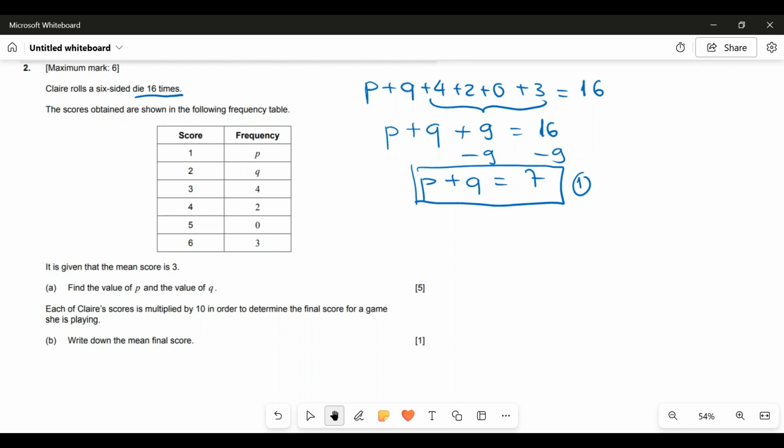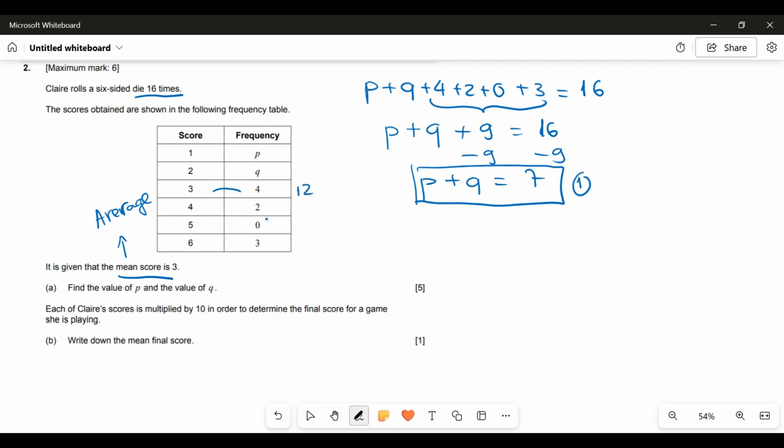Where to find the second equation? They say the mean score is 3. Mean is the average, right? This one is the average. So you have to find the total score divided by the total frequency. In this table, we have the number 3 and the frequency is 4. That means she scored 3 for 4 times. The total score, you multiply this, so 3 times 4 equals 12.